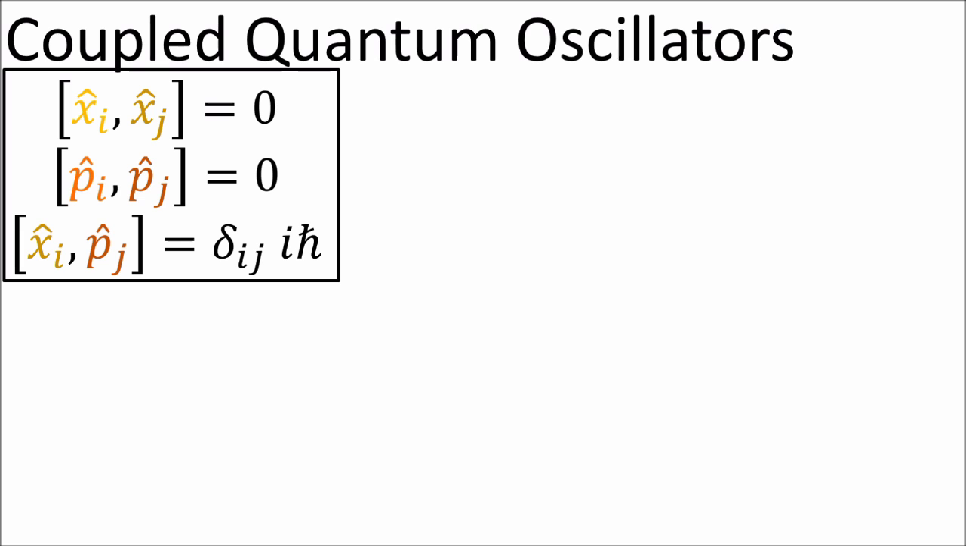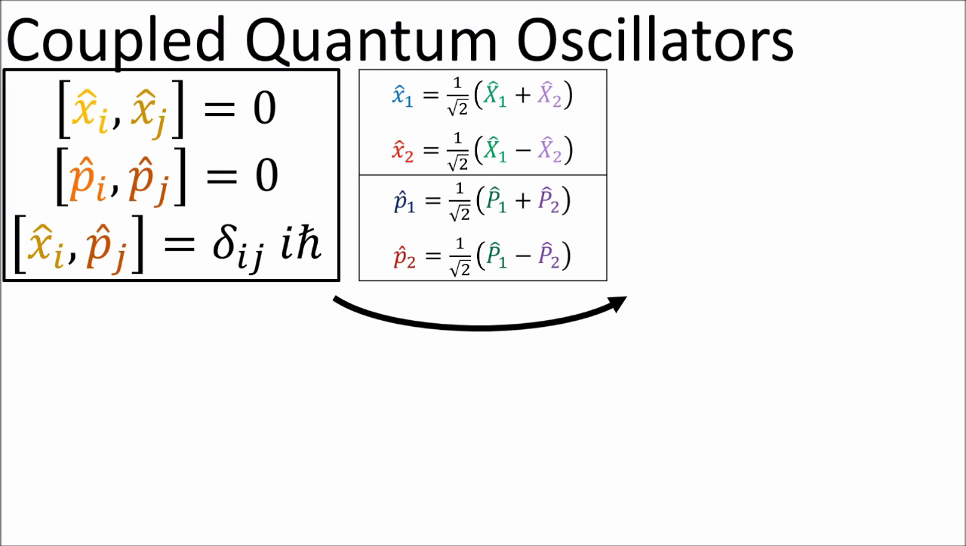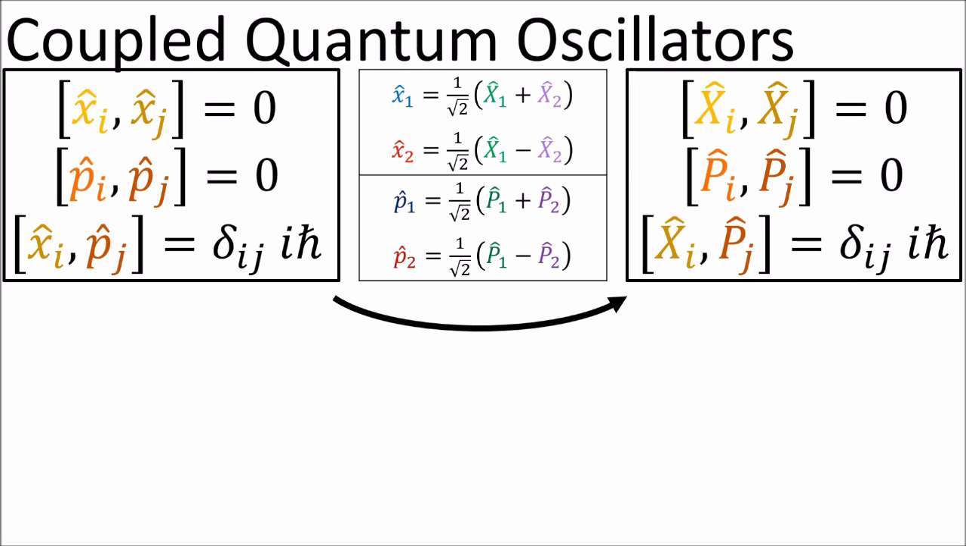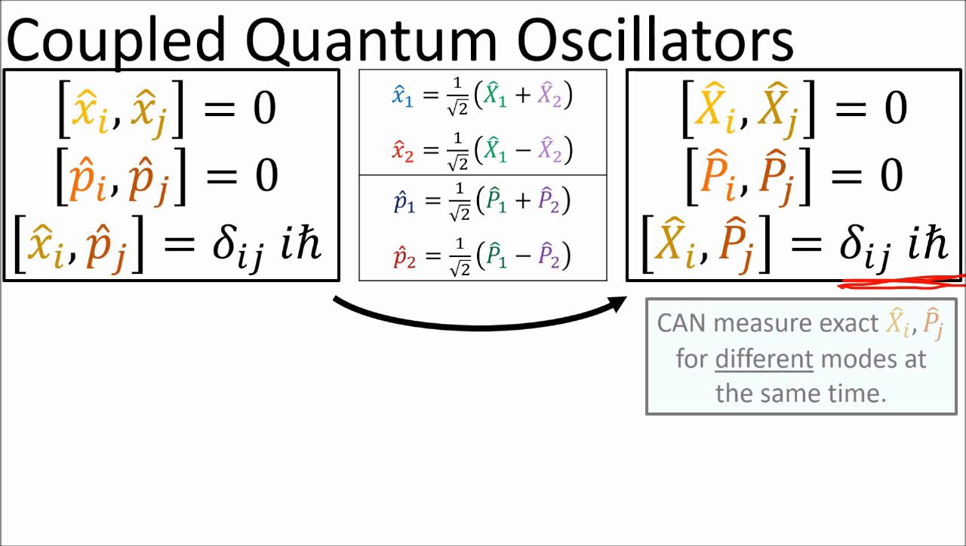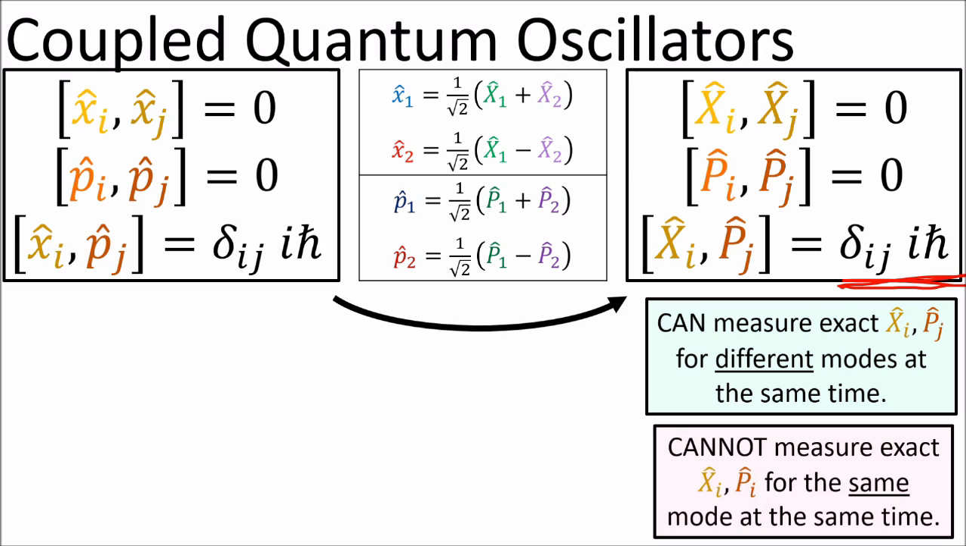Interestingly, you can check that the big X's and big P's obey the same commutation relations as the small x's and small p's. So it's possible to measure the exact positions of both normal modes at the same time, or measure the momenta of both normal modes at the same time. But we can't know the exact position and exact momentum of the same normal mode at the same time, which is why this commutator is non-zero.